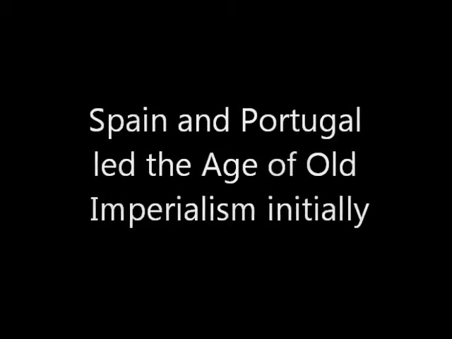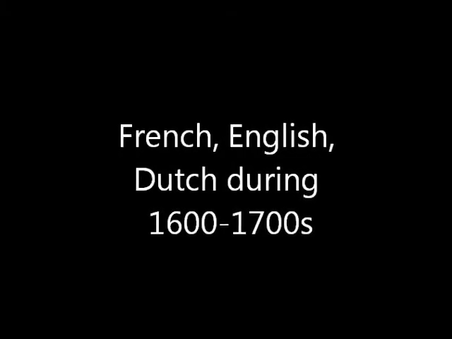Perhaps the most well-known countries involved in old imperialism were Spain and Portugal during the 1500s and 1600s, and then later the French, English, and Dutch during the 1700s and 1800s. New imperialism was the type of imperialism that happened between 1800 and 1914, or when World War I broke out.